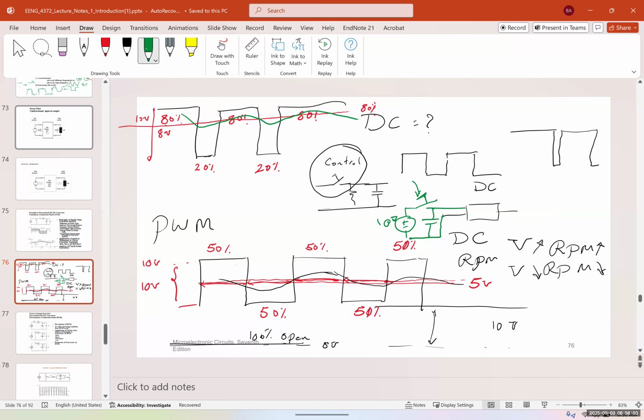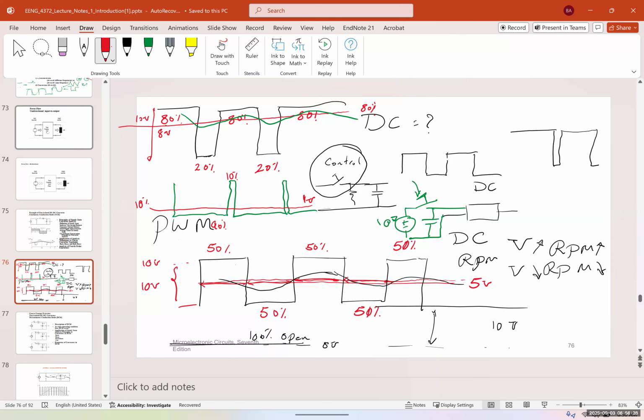Is it clear? So imagine if it's off 90% and then it's on just 10% of the time. Then where would the average be? The average would be down here, around 10%. So this is 90%, 10%. So I would have around 1 volt. Okay.